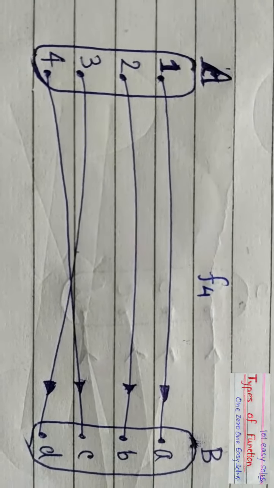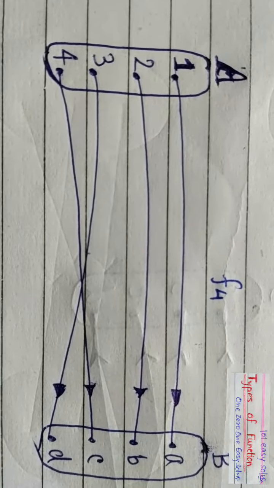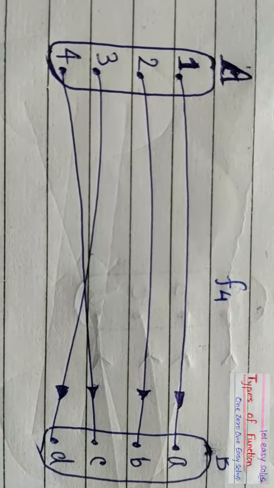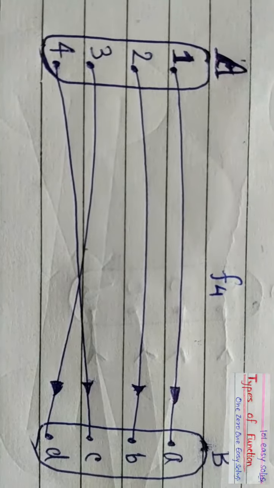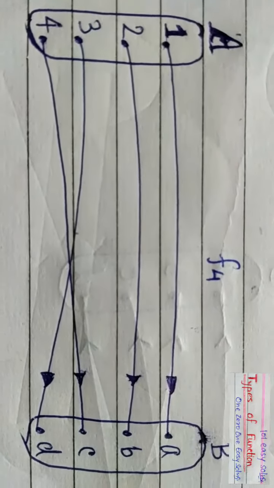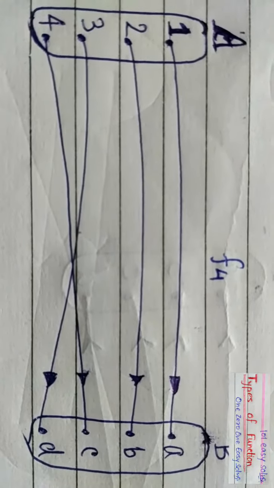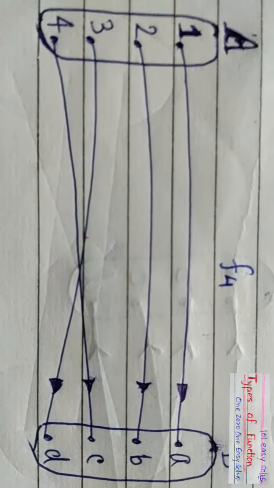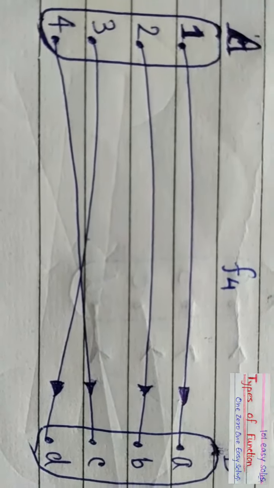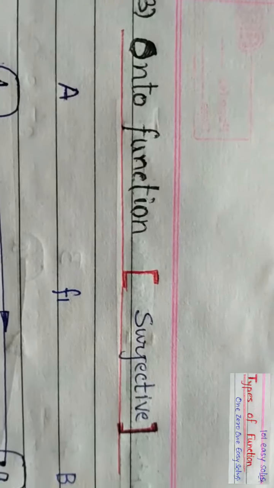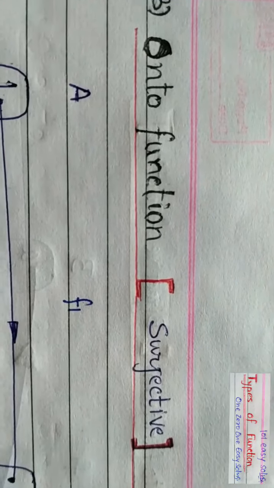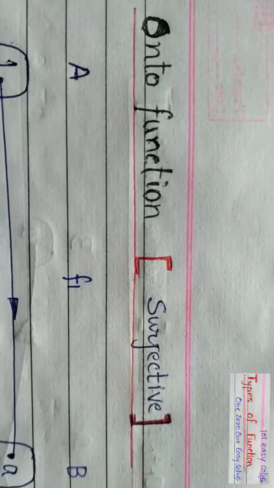So 1 has image A, B is the image of 2, C is the image of 4, and D is the image of 3. So no element is remaining in set B. All the elements of set B are the image of some element of A. So this type of function is known as onto or surjective function. I repeat, this type of function is known as onto function or surjective function.